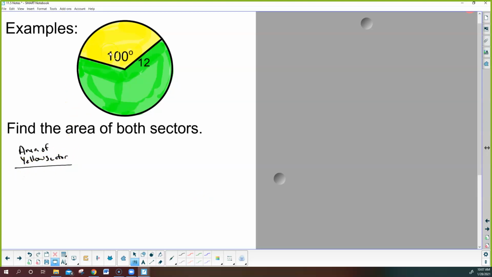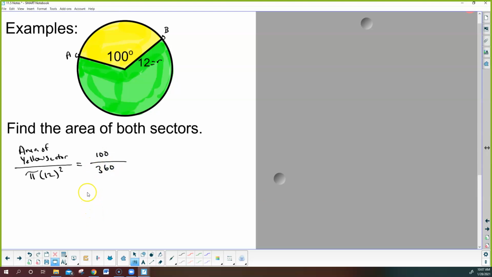Now, we usually don't have a variable for this, like with arc length, we had L. We could use A here, it's up to you. But I'm just going to say area of the yellow sector over the area of the entire circle. So that's pi r squared, and we know the radius is 12. And that has to equal the arc measure from A to B, which is the same as the central angle. So 100 degrees over 360.